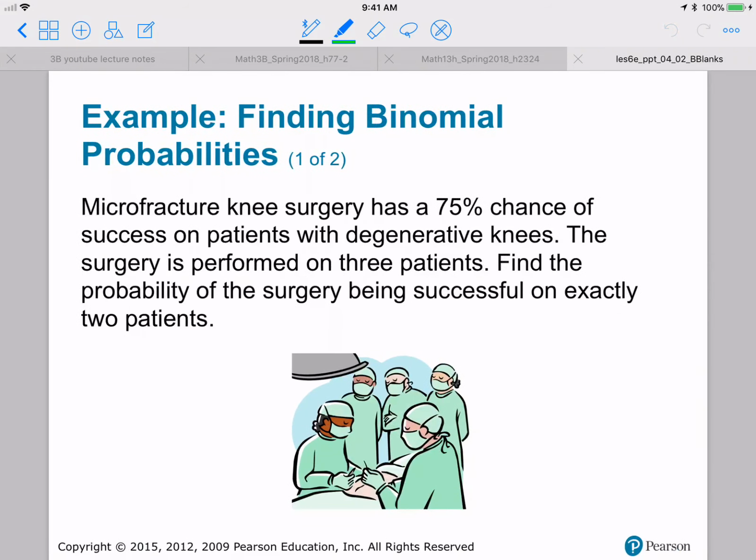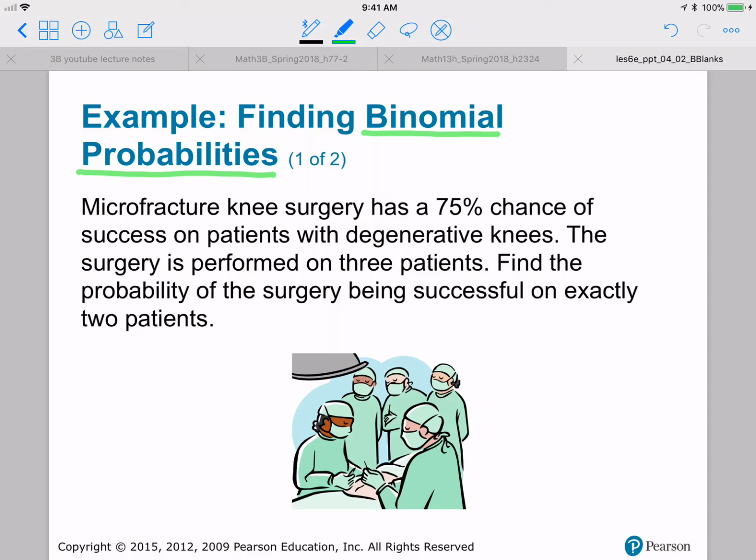Okay, so we're going to practice finding binomial probabilities. Now, what is a binomial probability? A binomial probability is essentially a probability that you have a certain number of successes in a binomial experiment. So let's look at this example.